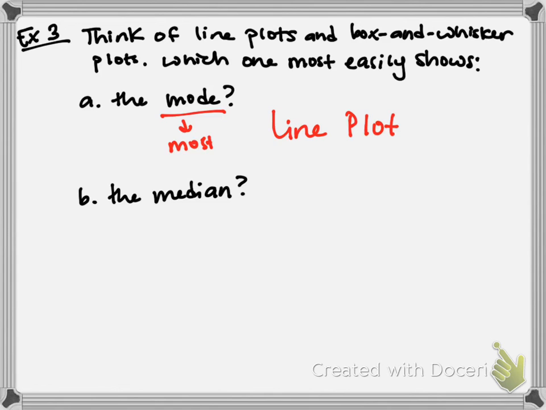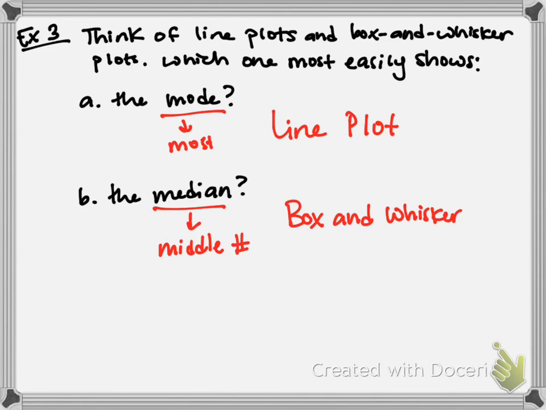Which one most easily shows the median? That's the middle number. That would be the box and whisker plot, because we can see right in the middle of the box is the line that represents the median.